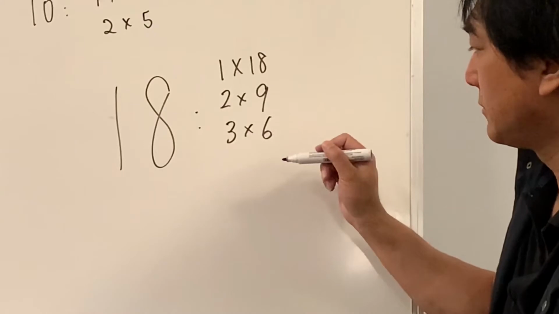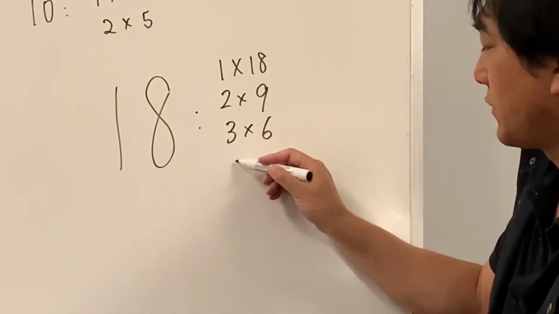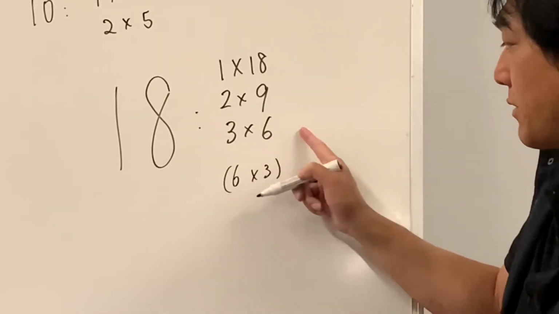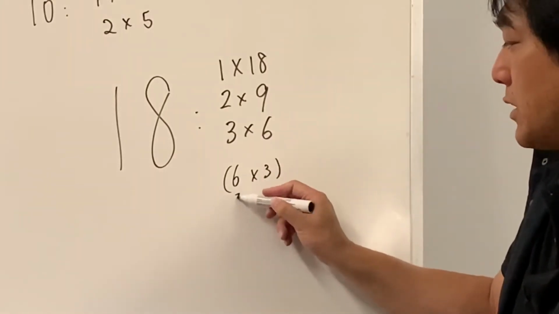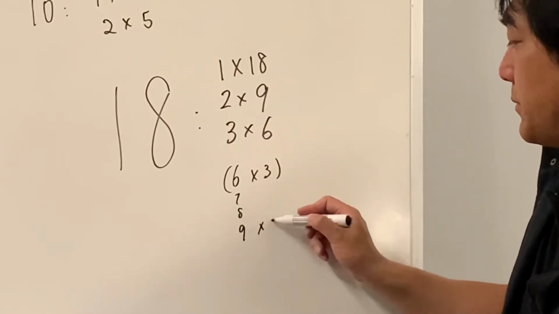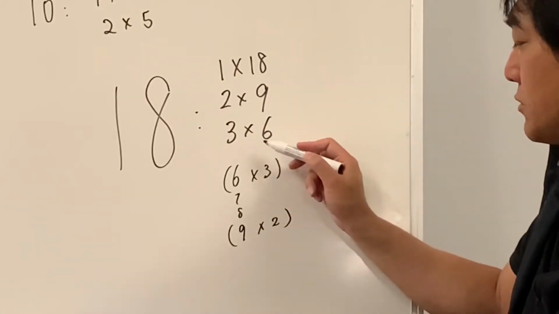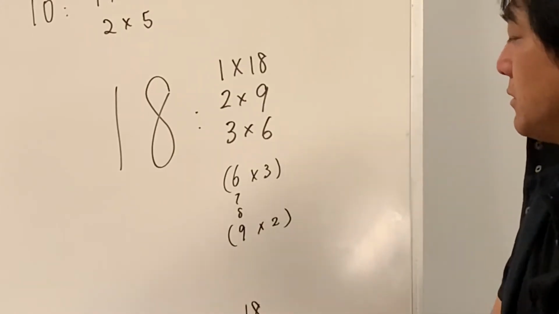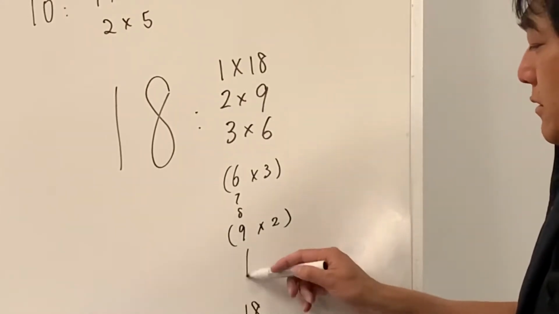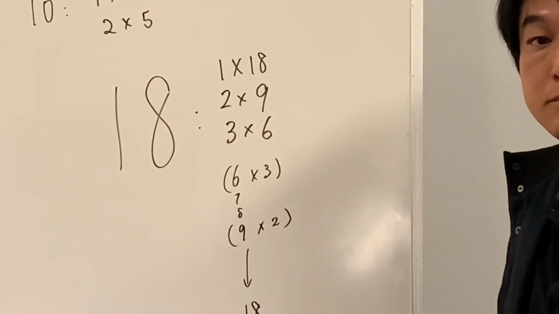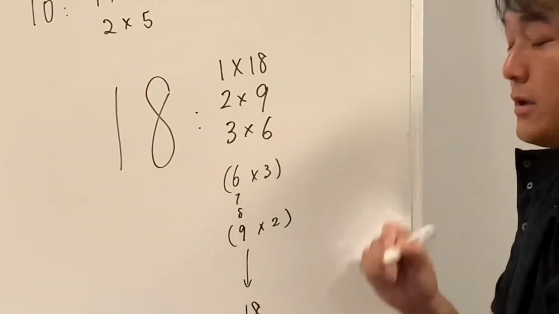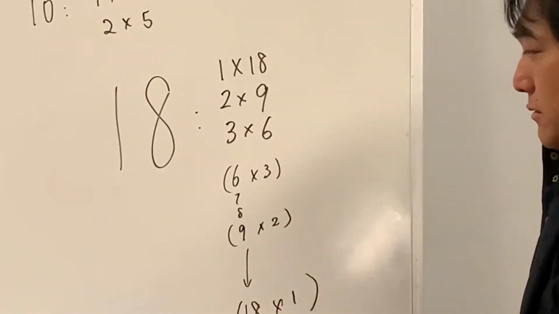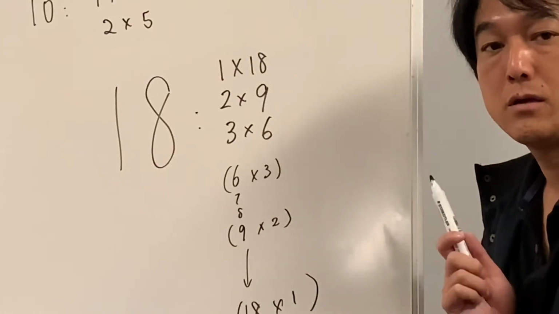I wonder, so I checked 4, checked 5, 6 happens, but it's already here. 7 doesn't work, 8 doesn't work, 9 works, but I've already got that combination. Now I have to go up to 18. So what should I do here? Do I have to check every single number between 9 and 18? Let's pause the video. Give me your opinion.